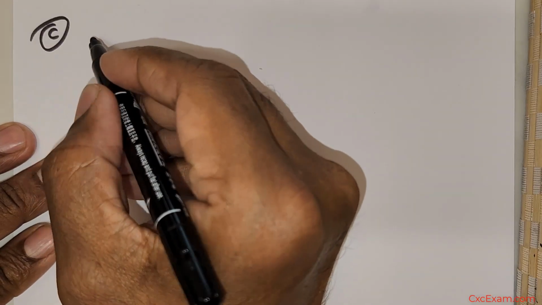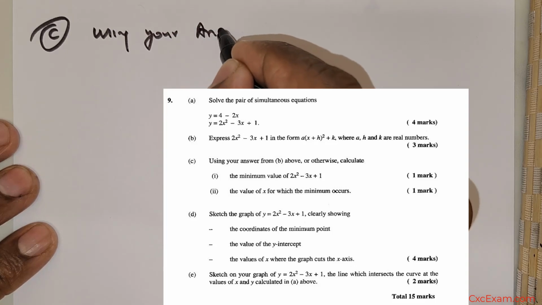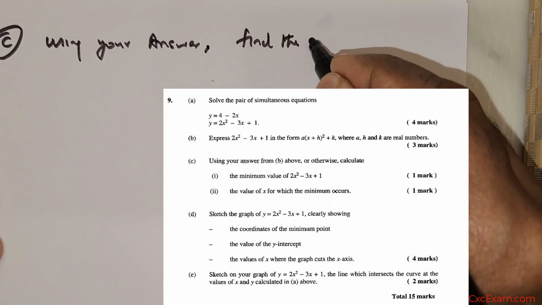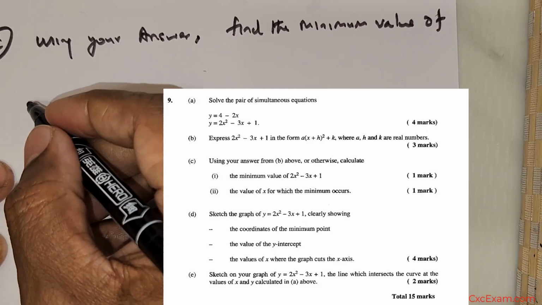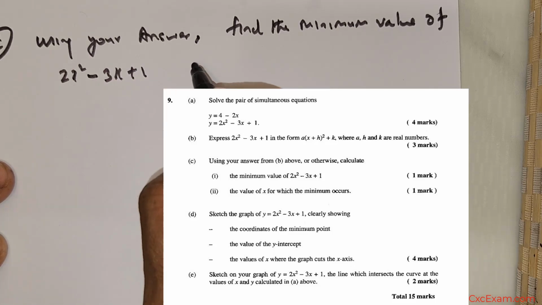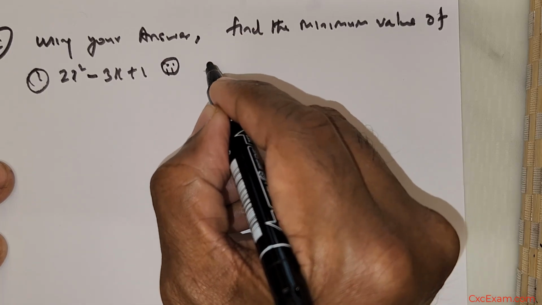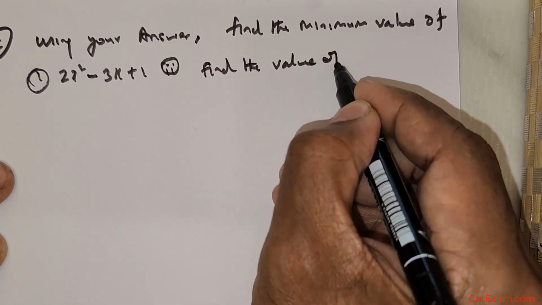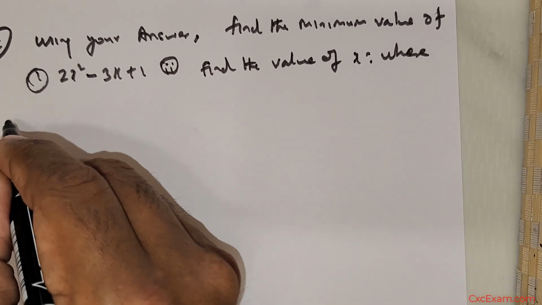Now you got part C. In part C it says that using your answer, find the minimum value of 2x squared negative 3x positive 1. That's one part of the question. The second part of the question is we are asked to find the value of x where the minimum occurs.